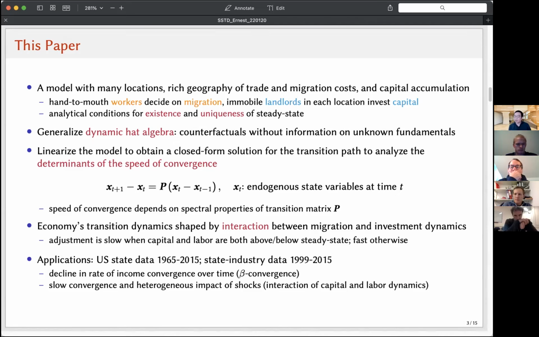So I'm going to stop here, but I've prepared other material going into more detail of how the model fits into the literature. I can elaborate on the spectral properties and how we exploit that to understand the convergence property, or the actual empirical application of the data. I'm going to stop here. Thank you.